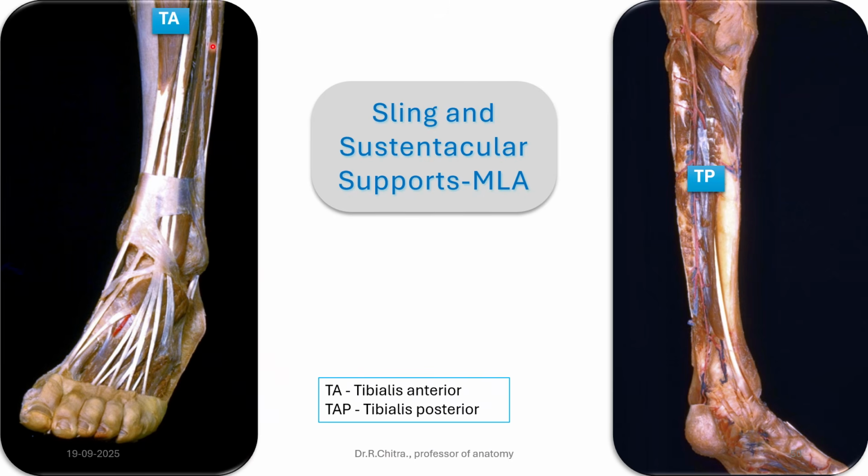So if you see, this is the tibialis anterior muscle, which takes origin from the lateral surface of the shaft of the tibia, attached to the dorsal surface of the first metatarsal bone. It holds the medial longitudinal arch above. So this is the sling for the medial longitudinal arch. Sustentacular action for the medial longitudinal arch, tibialis posterior, which arises from the back of the leg and is inserted to the fourth layer, it holds this arch from below. So that is sustentacular.